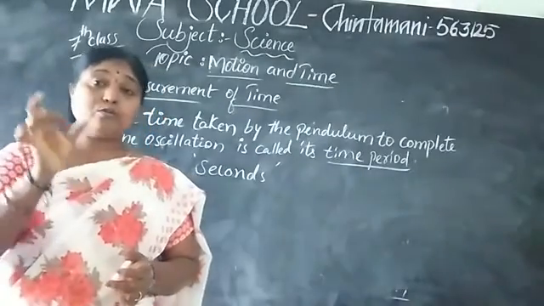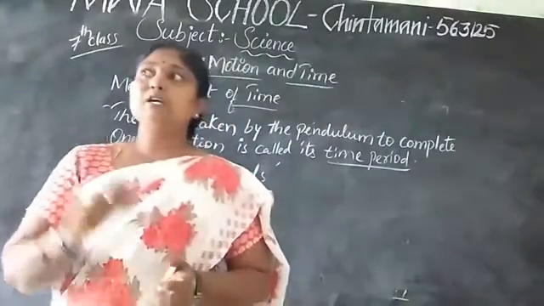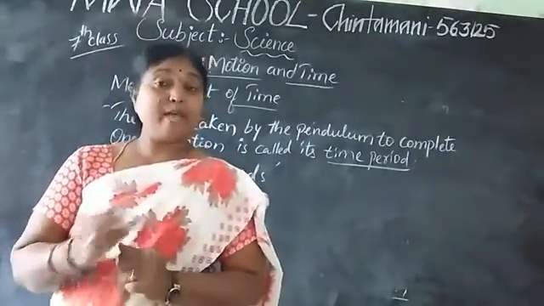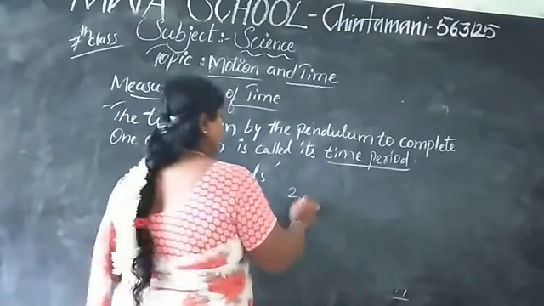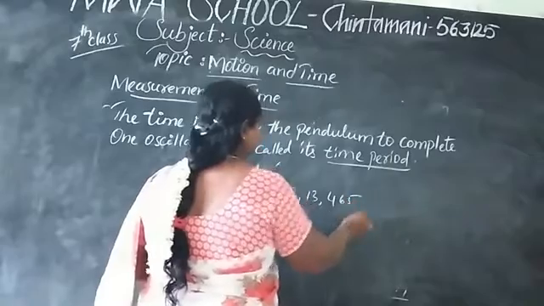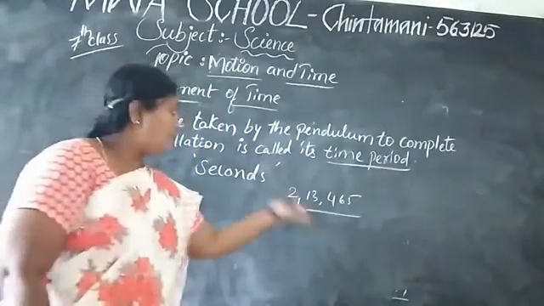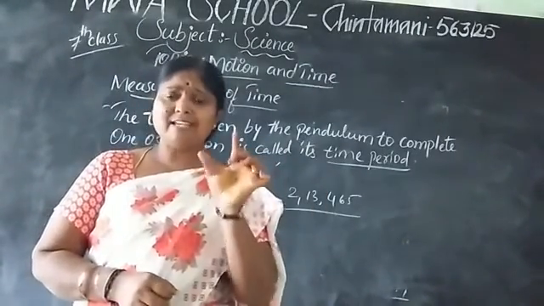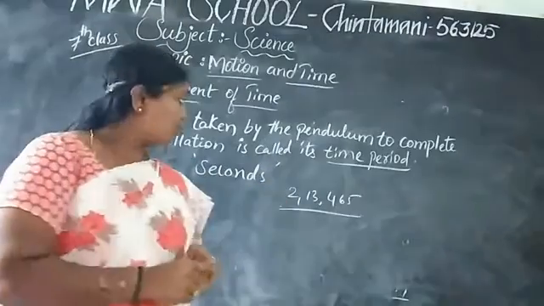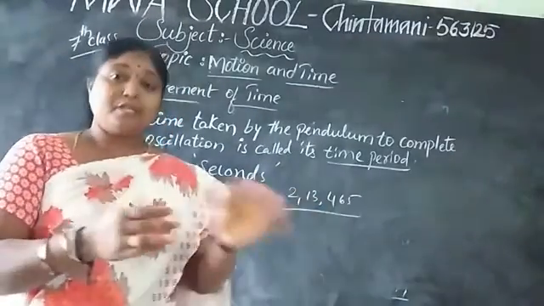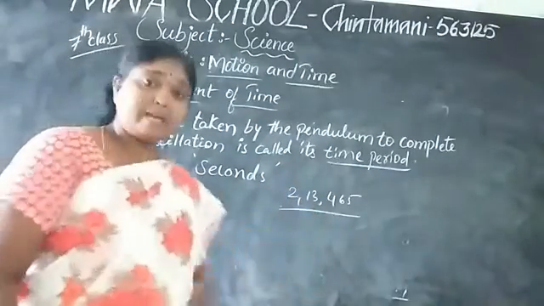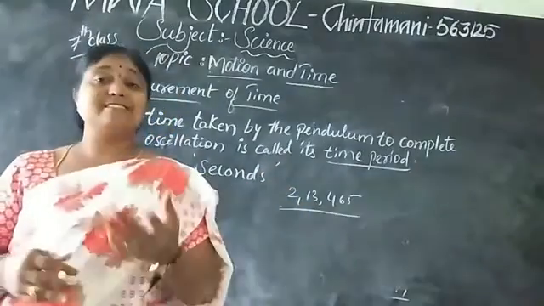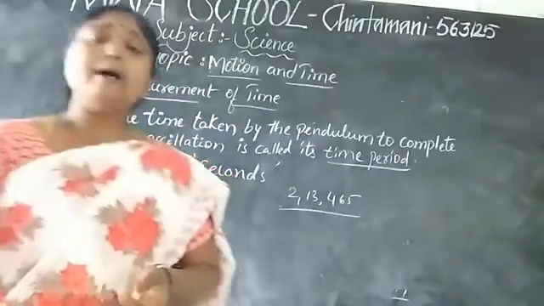If you want to say a number, for example 2,13,465, we cannot say it suddenly. It takes a little bit of time. First we have to recognize the numbers and then calculate the units, then say it like this. So each and everything takes a particular time.